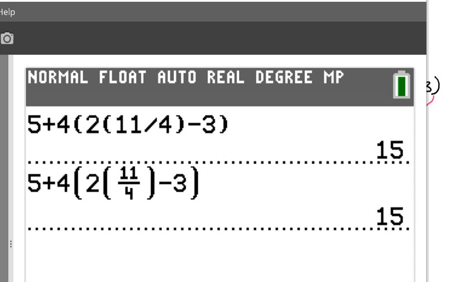So I just want to show you really fast what it might look like on my calculator. So up here on the top, we see where I've done the 11 divided by 4, right there. But if you've got a fancy calculator, you can put in a fraction as well. And you'll see that either way, I got a 15. So let's go ahead and move on to our next one.